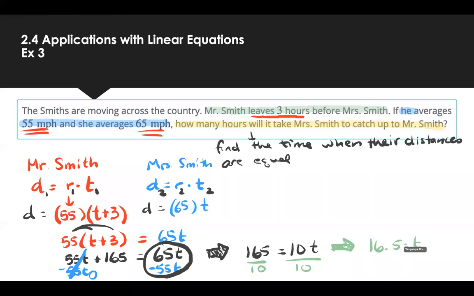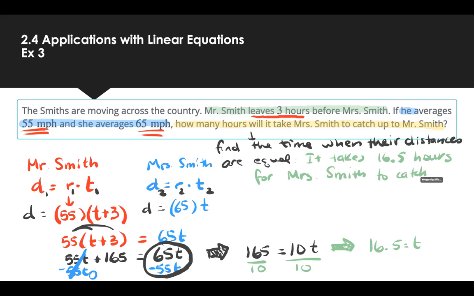So what this means is that it takes 16½ hours for Mrs. Smith to catch up to Mr. Smith. Because t, remember, was her time.